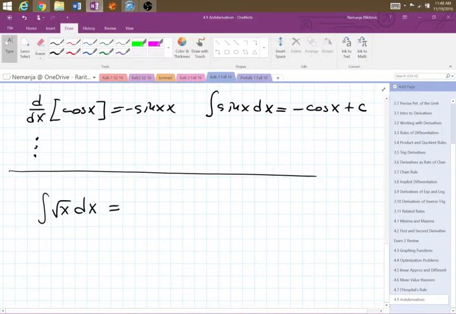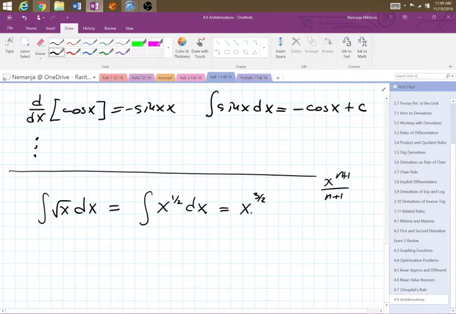Yes. So I will rewrite this as x to the 1/2. And then I will use the formula x to the n plus 1 over n plus 1. So x to the 3/2 divided by 3/2 plus C. This plus C is not there for decoration. We need it. We really need it. So what's the actual answer? It's 2/3 x to the 3/2 plus C.